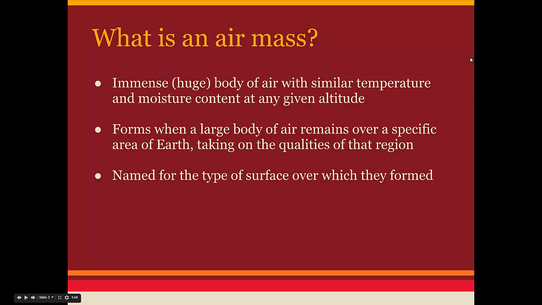So what is an air mass? Basically, an air mass is just a really, really big bubble of air. When we say really big, we're talking immense. It covers many, many states usually. It's going to have the same temperature and moisture contents everywhere in that air mass. They're the same throughout. They form over a specific area of Earth, and they take on the qualities of that region, and we name them for what type of surface they formed over.